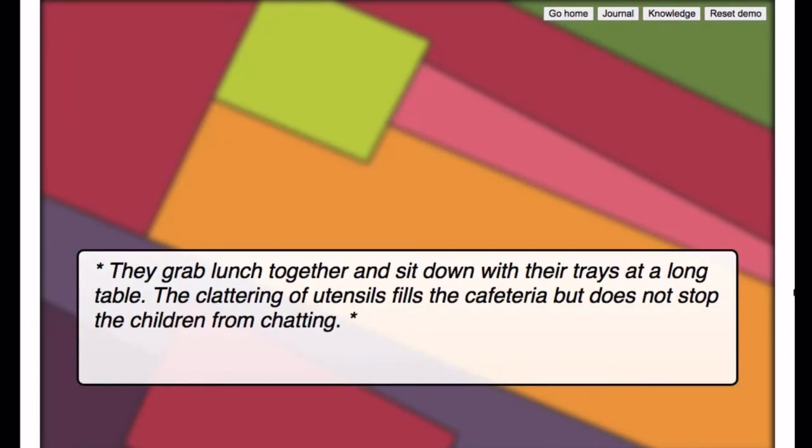So they grab lunch together and sit down with their trays at a long table. The clattering of utensils fills the cafeteria, but does not stop the children from chatting.